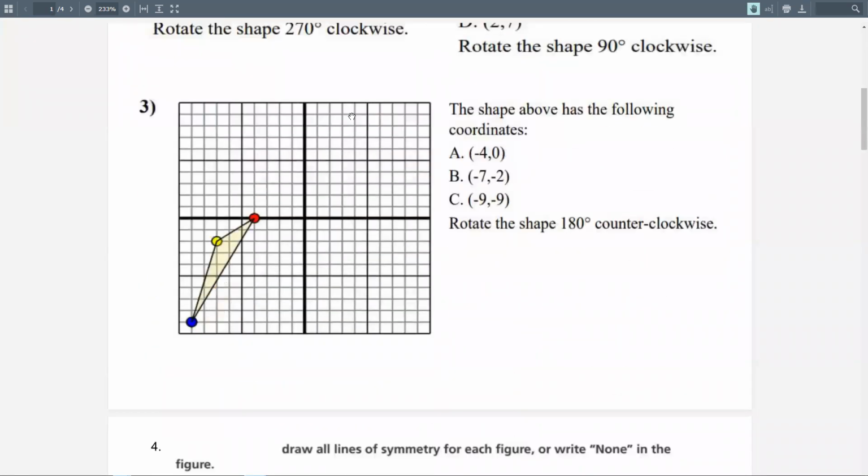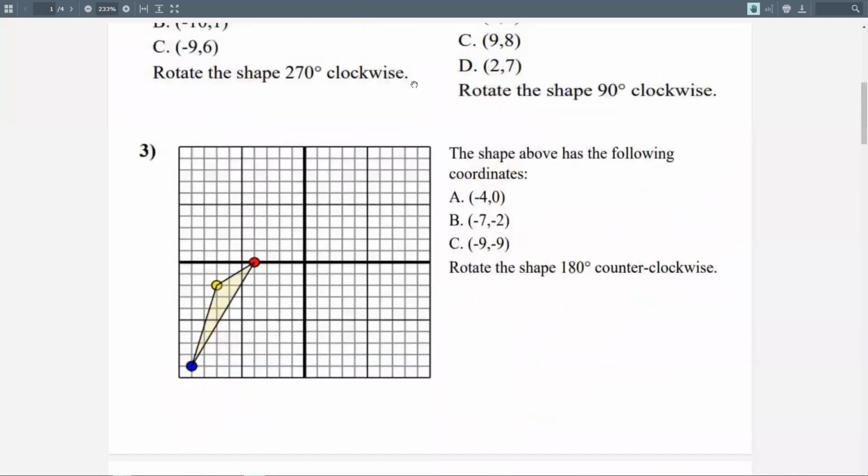Right, the third one is 180 degrees, which is a little easier than the other 2. All we're doing is changing the sign. So negative 4, 0 becomes positive 4, 0. Negative 7, negative 2 becomes positive 7, 2. And negative 9 becomes positive 9, 9. Okay, and if we graph those, we have 4, 0. We have 7, 2. And we have 9, 9. And if we connect those, there is our graph.